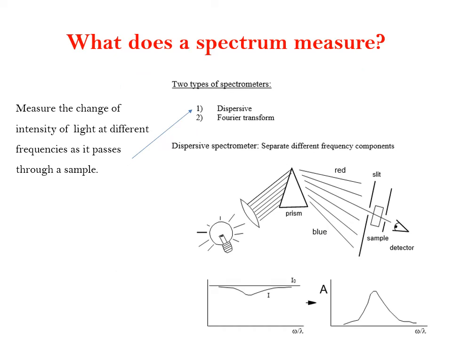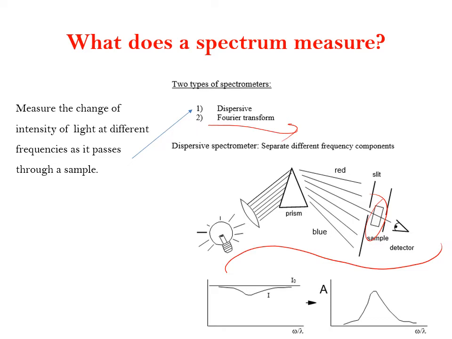So two types of spectrometers can be used, either the dispersive or the Fourier transform. The dispersive measures the change of intensity of light at different frequencies as it passes through a sample, which is indicated on this diagram. That specific detected frequency can be a fingerprint for a specific molecule. In the other case, you can use the Fourier transform.